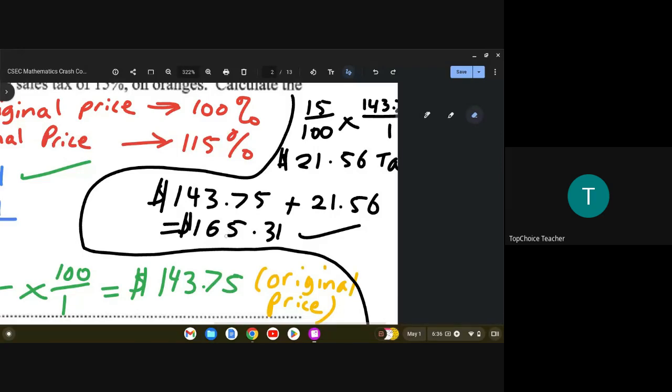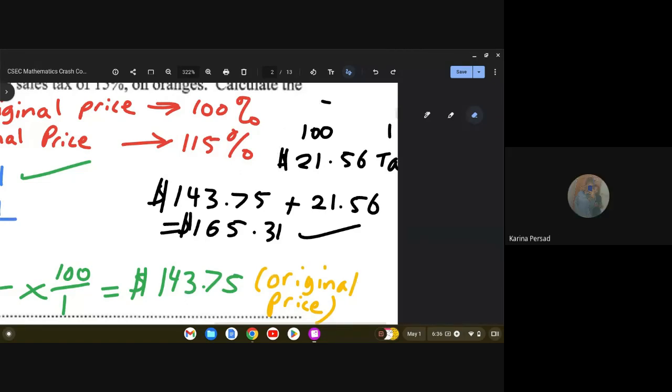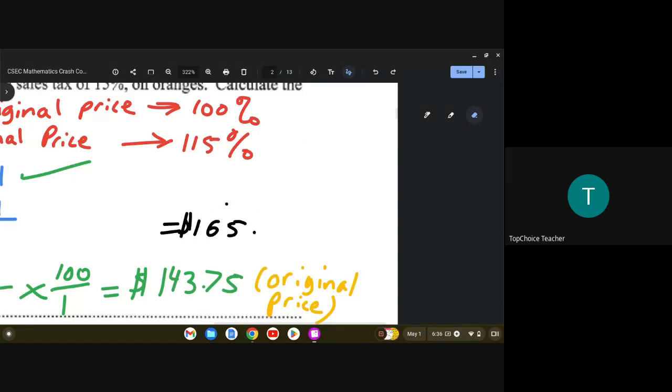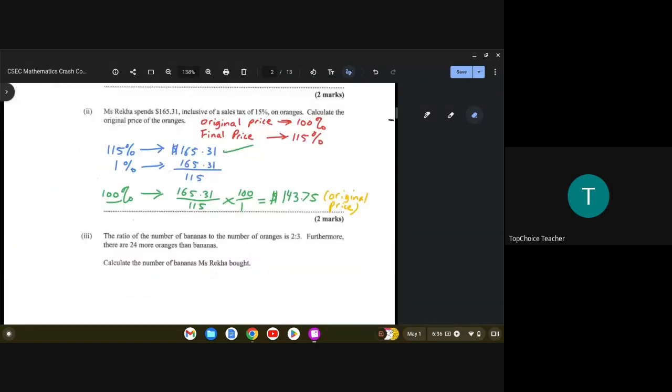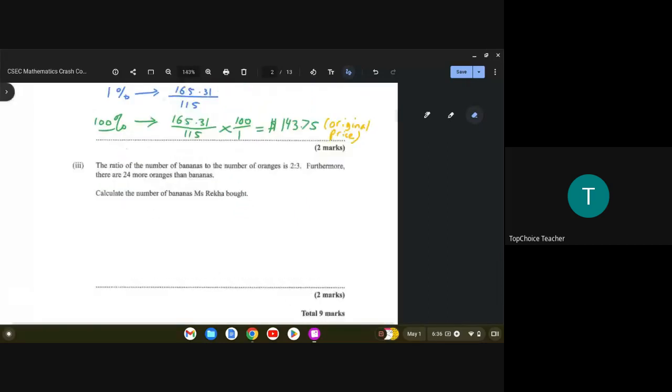So that's the thing with taxes, a tax causes you to pay more. Always remember that. If the original price is $143.75 and you have to pay a tax, you end up digging deeper into your pockets and you end up paying $165.31. Always remember, taxes cause you to pay more. Discounts, what does a discount do then? Would you pay more or less? Less. So taxes cause you to pay more and discounts always lead you to pay less.